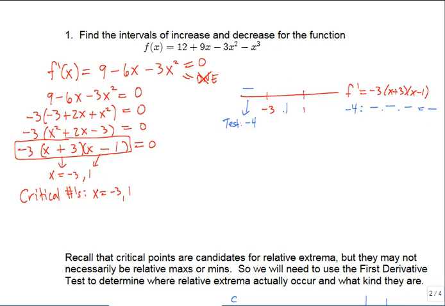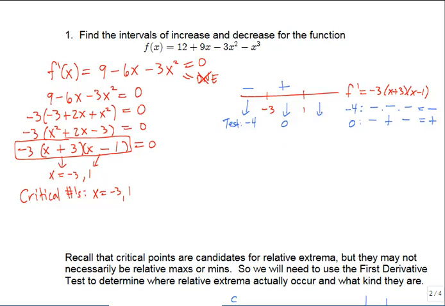Now let's do the exact same thing, but this time in the middle. So pick any number as long as it's between negative 3 and 1. So maybe 0. Now negative 3 obviously is still negative. 0 plus 3 is now positive. 0 minus 1 is negative. Two negatives become positive, so this middle interval becomes positive.